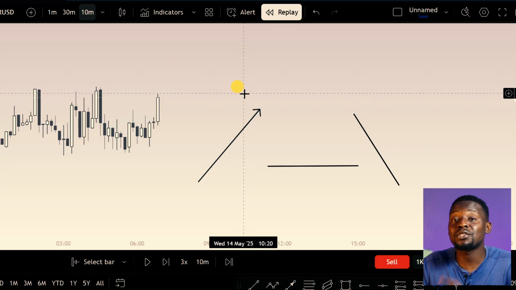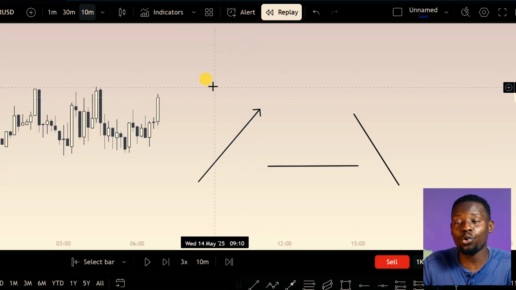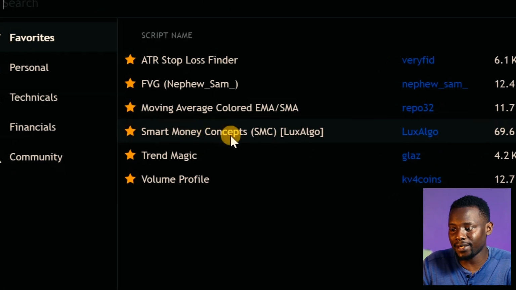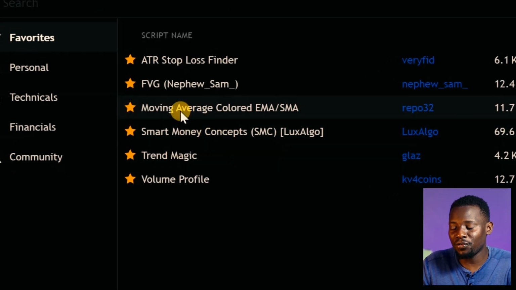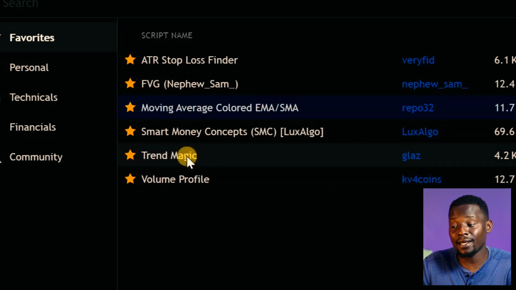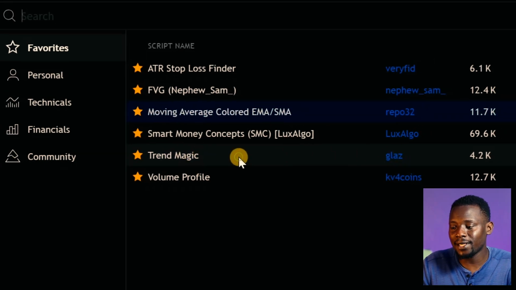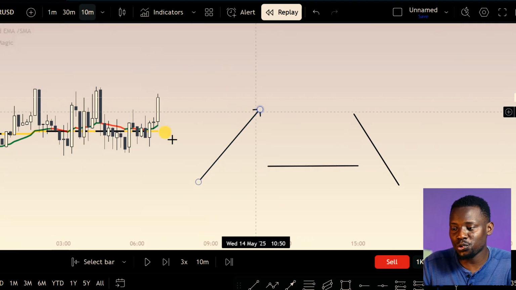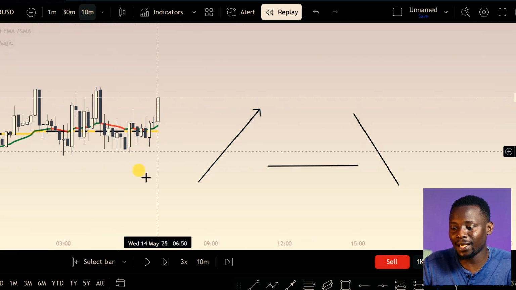So basically, this is what you're going to do. You are going to add two major indicators on your chart, and the first indicator is this right here, called the moving average colored EMA by Ripple 32. So you go ahead and add this particular indicator. And then another one I like to use is this one called Trend Magic by Glass. So basically, once you add these two indicators, they are what we are going to use.